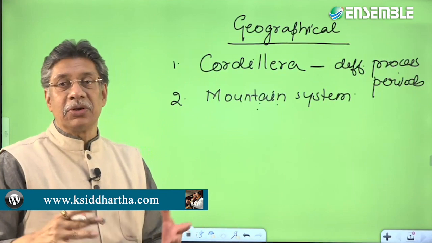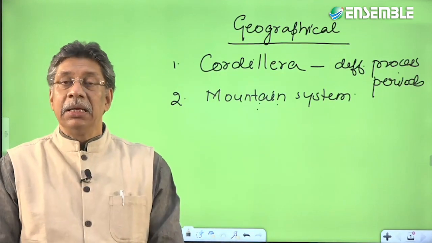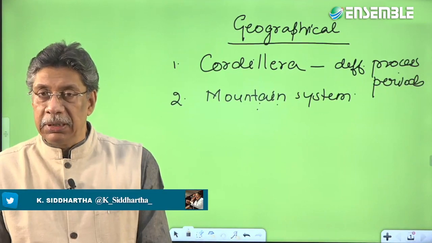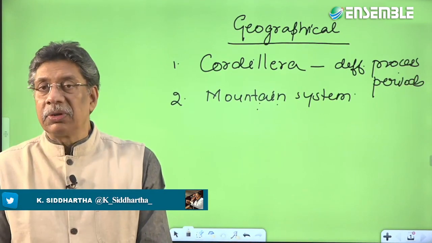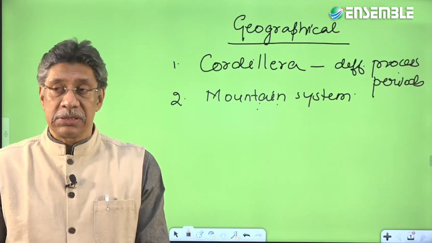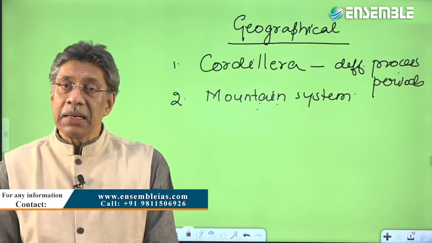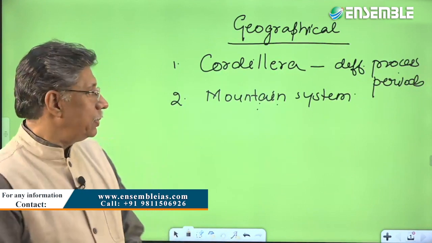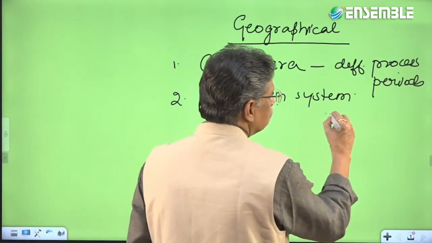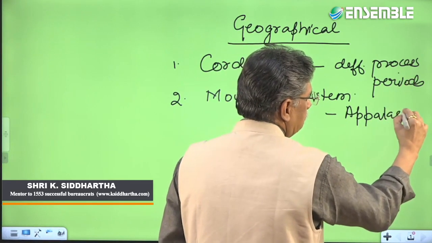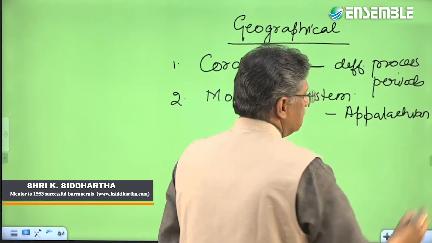A mountain system is not like a mountain range. Now, a mountain system basically refers to mountains formed in a single period and includes many mountain ranges. There is a group of single mountain ranges formed during a single period or one period. It's a mountain system. For example, the best example in this case is that of the Appalachians, which is an example of a mountain system.